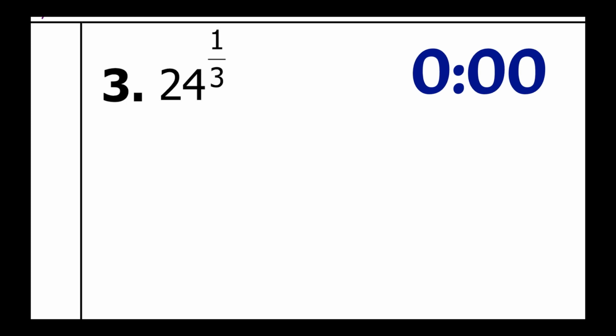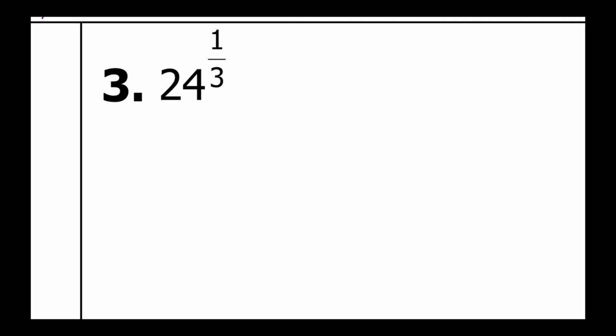All right, time is up. So I think most of you that sent me answers got a radical. 3 is your index. 24 is your radicand. It's your insides. And so some of you stop there. But no, let's think about it.